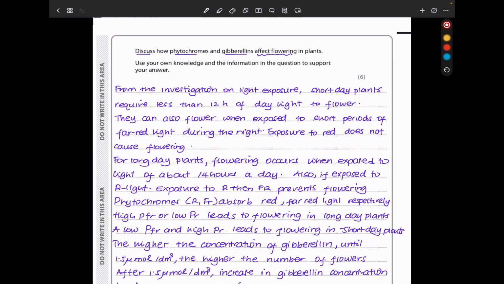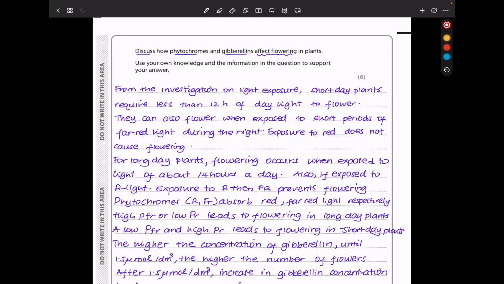So here they say discuss how phytochromes and gibberellins affect flowering in plants. Use your own knowledge and the information in the question to support your answer. I've already gone through the question and explained some of the results. So here I said, from the investigation on light exposure, short-day plants require less than 12 hours of daylight to flower. They can also flower when exposed to short periods of far red light during the night.